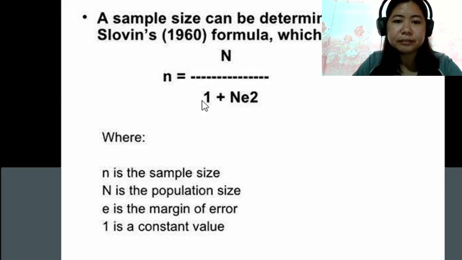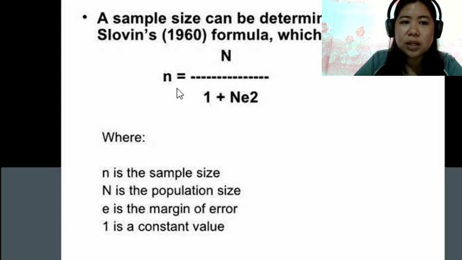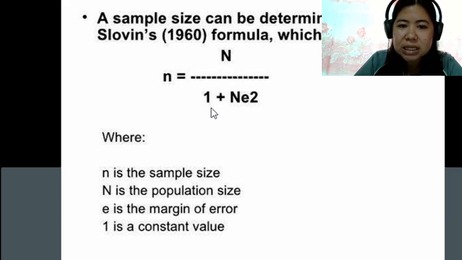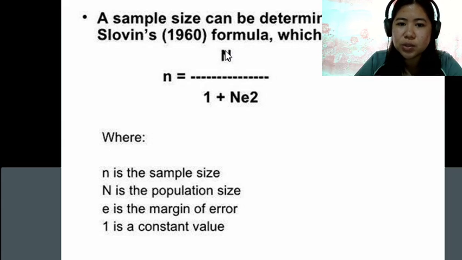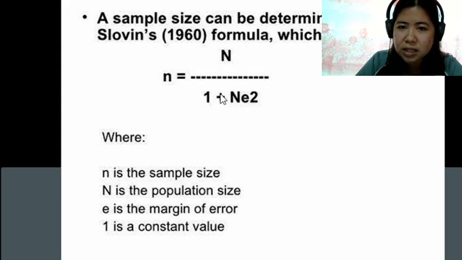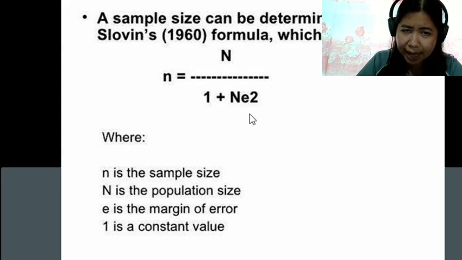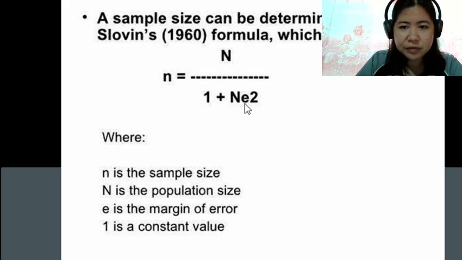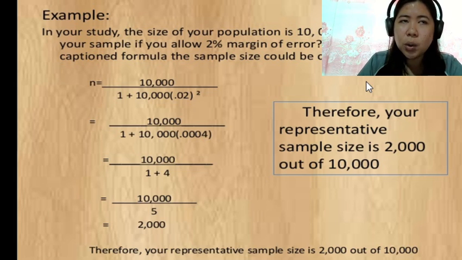Here, small n is the sample size. This is the one that we will be looking for. The big letter N is the population size, divided by 1 as a constant value plus the population size times e, which stands for the margin of error, squared. Again, this is the formula: n, the sample size, equals N, the total population size, divided by 1 as a constant value plus the total population size times the margin of error squared. Usually the margin of error is set at 2%.